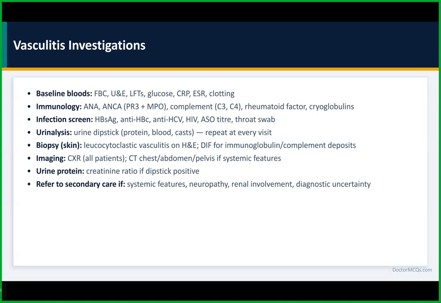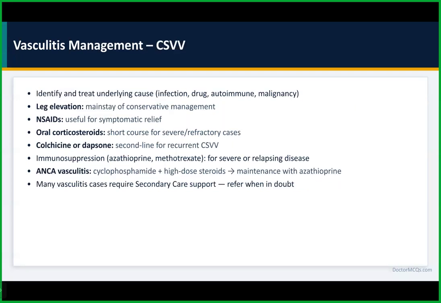As we studied, there are many disorders with lung involvement and renal involvement. So we will go for all the baselines like chest X-ray and CT of the abdomen, pelvis, and chest to rule out any systemic features. Urine protein, and you are going to refer the patient for a second report.